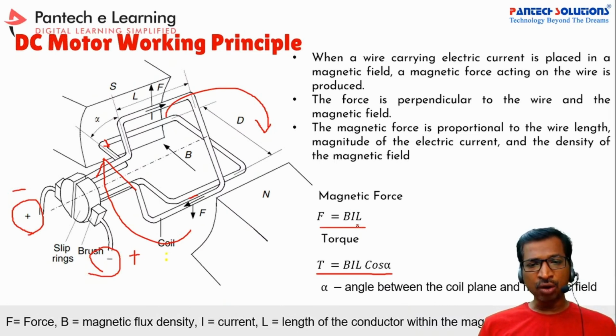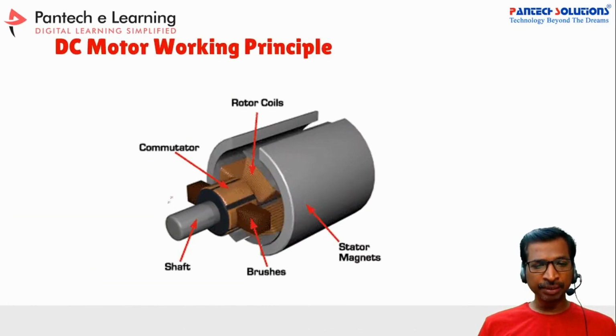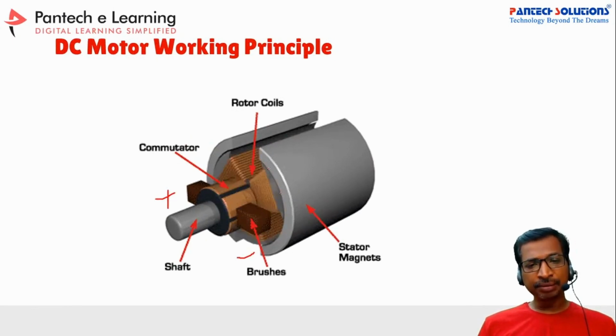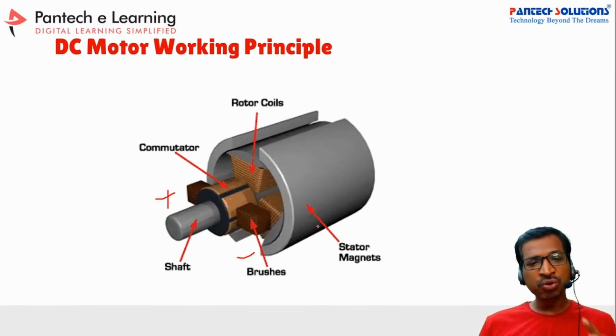So now let us check how the motor is working. If you apply voltage here, positive and negative, then due to the repulsion principle the rotor will be repelled with respect to the stator coils. That is called the stator magnets. So this is a stator magnet. Based on this principle, the DC motor is going to run.